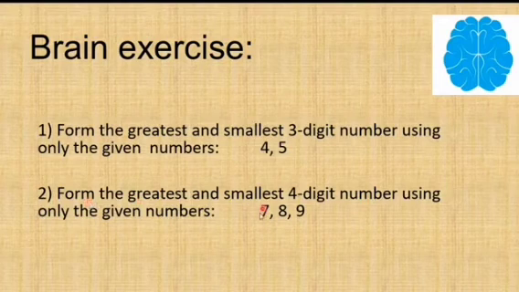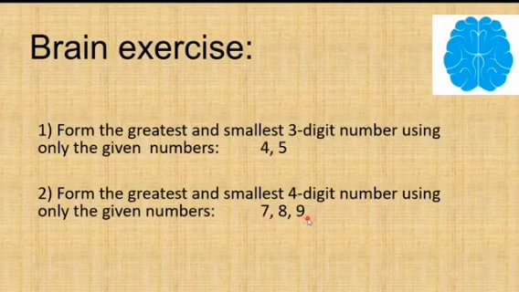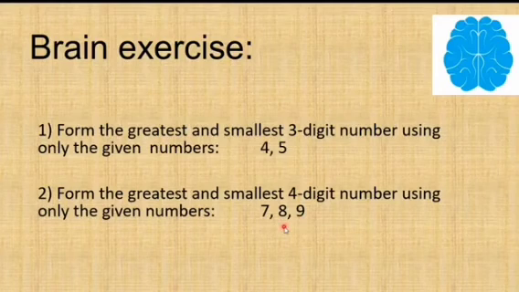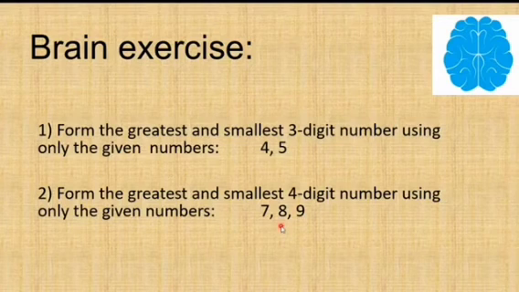Similarly, one more problem gives the same kind of question. Form the greatest and smallest 4-digit number using only the given numbers. Here I have given you 3 numbers, but I have asked you to form a 4-digit number. You are not supposed to add 0, not 9, nothing there. 9 is already there in this number, but you are not going to add any number other than 7, 8, 9 here. Understood, children? Let me see how you fare.